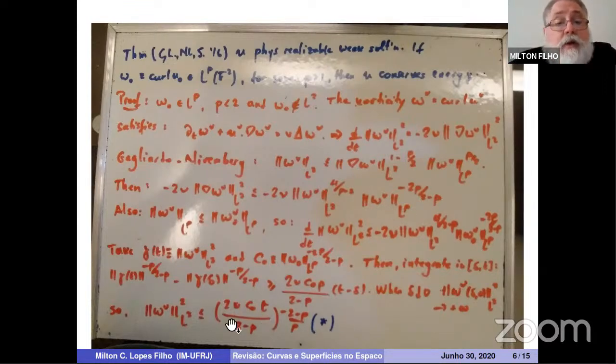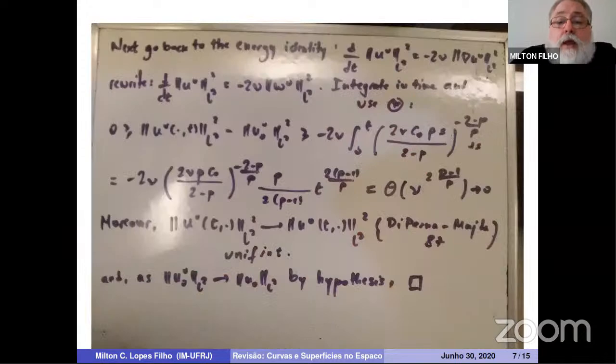Let me call this inequality, the most important bit of information for the story, inequality star. So to conclude, to move forward, you go back to the energy identity: d/dt of the L2 norm squared of u nu equals minus 2 nu times the L2 norm squared of grad u. Now rewrite the L2 norm of the gradient of u as equal to the L2 norm of the vorticity. This is a trivial little exercise. Once you get to that, integrate in time and use the inequality star.